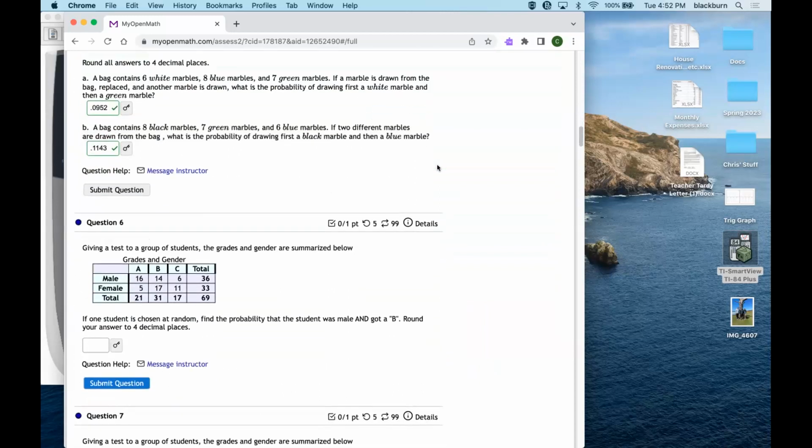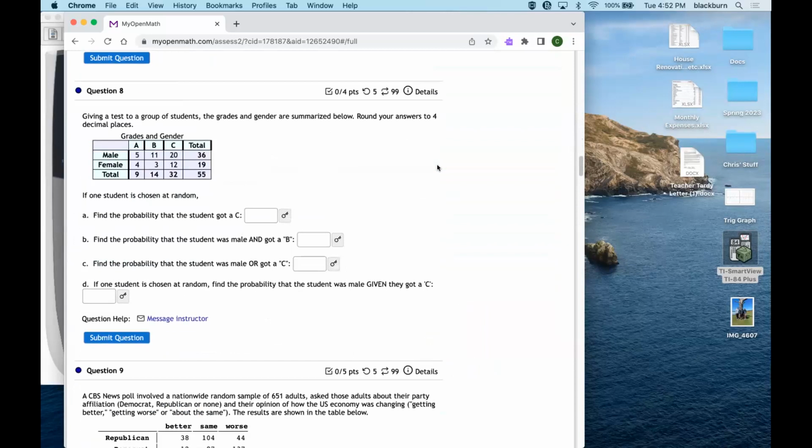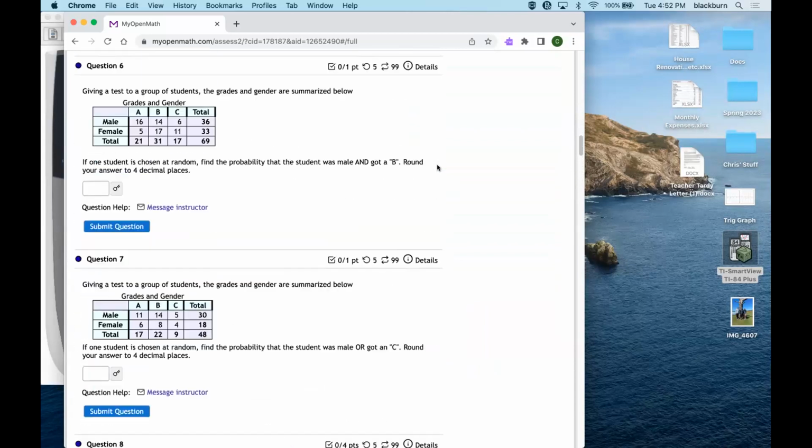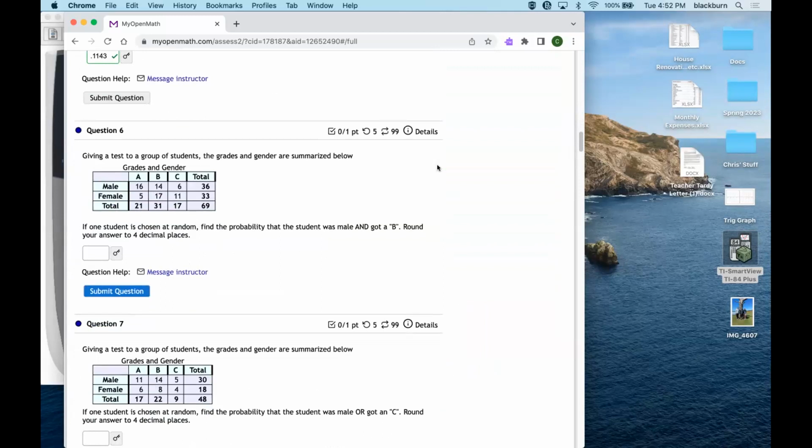All right, so now we got a bunch of these ones where they give you tables. All righty, so we can go over a couple of these, but then you all can figure it out from there. In question 6, you're given a test to a group of students. The grades and gender are summarized below. So 16 male students and 5 female students got A's, 14 and 17 got B's, 6 and 11 got C's. If one student is chosen at random, find the probability that the student was male and got a B. So students that are male and got a B are 14. Okay, so there's 14 students to choose from out of 69 total students.